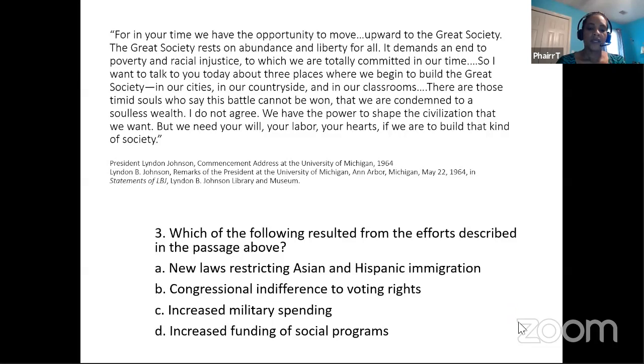Okay, and the response would be D, increased funding of social programs. Again, remember Great Society, thinking about civil rights, thinking about immigration, all those things. So again, looking at this, thinking about the bigger picture and making those connections.